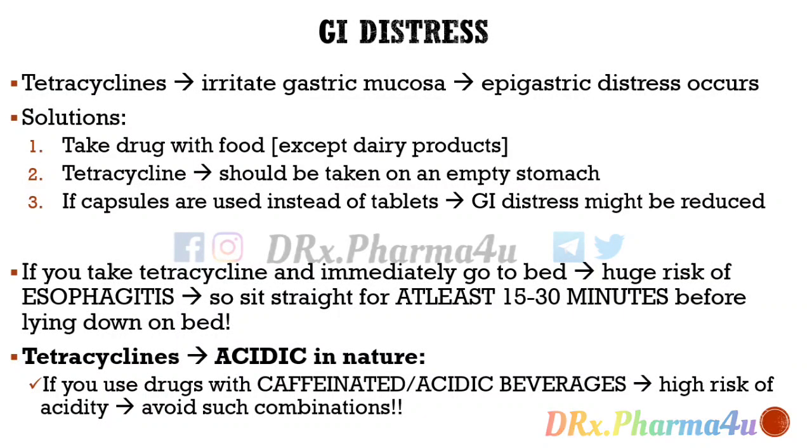For example, if you are taking tetracycline at this time and want to drink coffee or green tea, then try to take it either a few hours before or a few hours after tetracycline. Don't do both at the same time. So tetracyclines are acidic in nature. Please avoid them with caffeinated or acidic beverages.